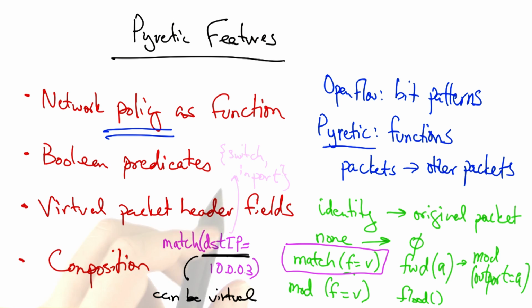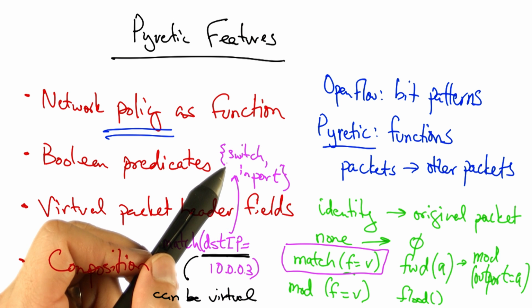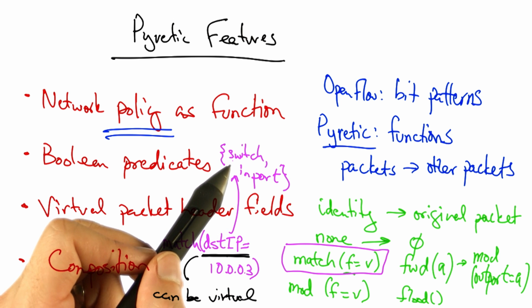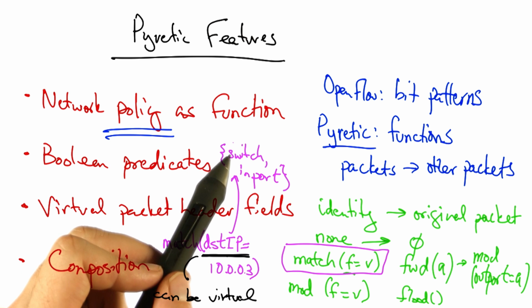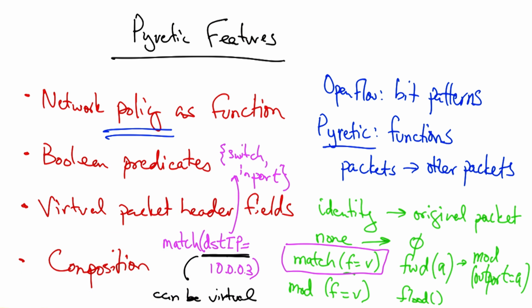Now, these field names could correspond to fields in an actual packet header, but they can also be virtual. For example, we could provide a match statement based on a switch, indicating that we only want to return packets that are located at a particular switch, or on the input port, indicating that we only want to see packets whose attributes match a particular input port. The match function matches on this packet metadata, and the mod function can modify this metadata.